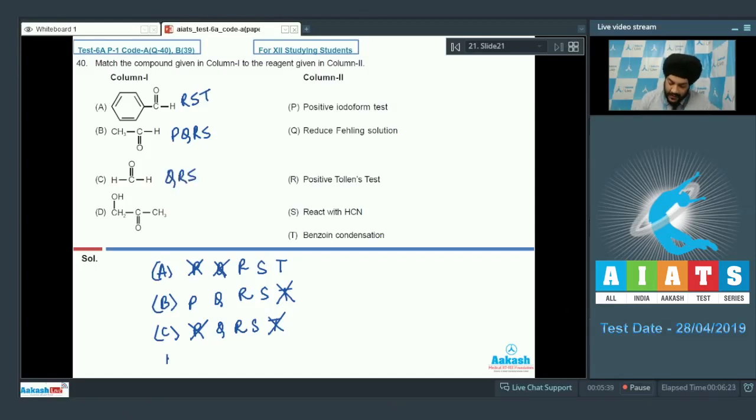And if you look at the D option now, we have an alpha hydroxy ketone. So it will give positive iodoform test. It will reduce Fehling solution. It will reduce Tollens reagent. It will react with HCN. It will not give benzoin condensation. So for the D option, the correct matching are PQRS. So we have the correct matching for this question as well.